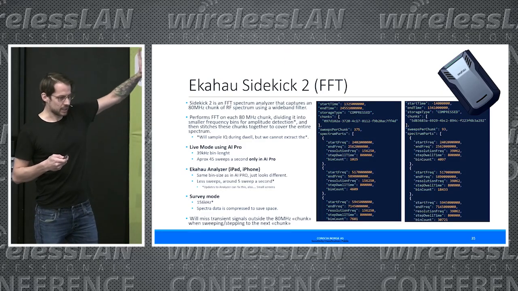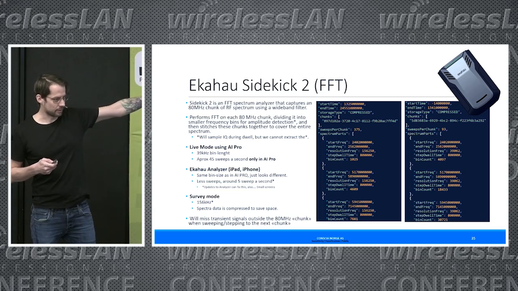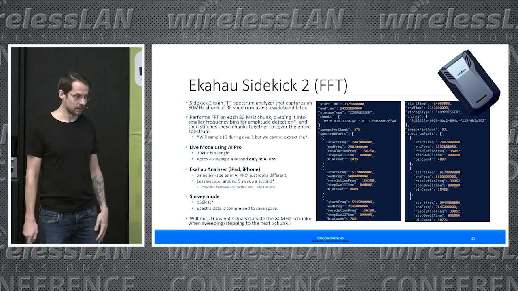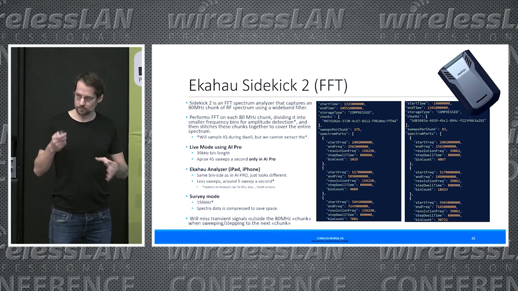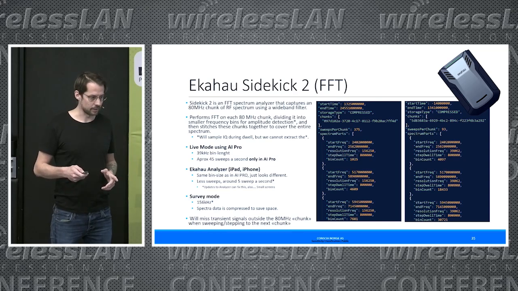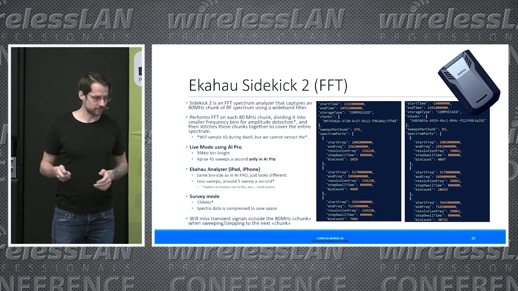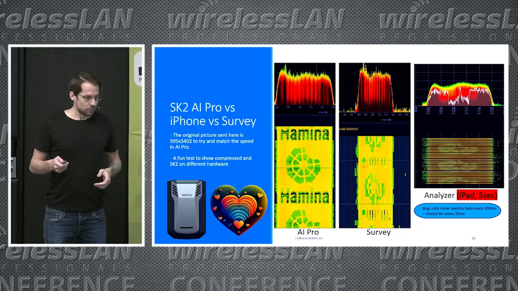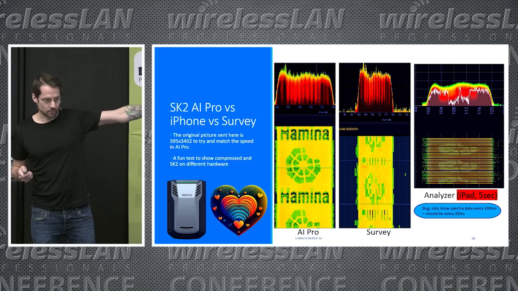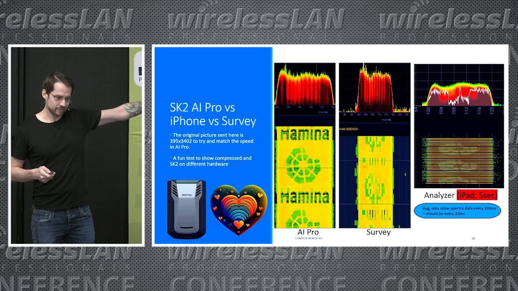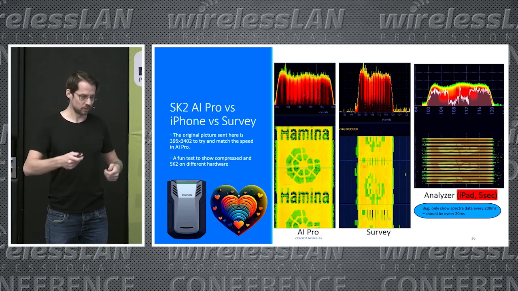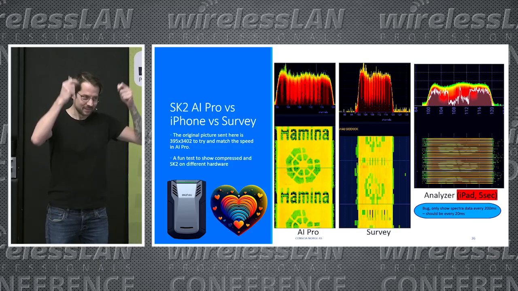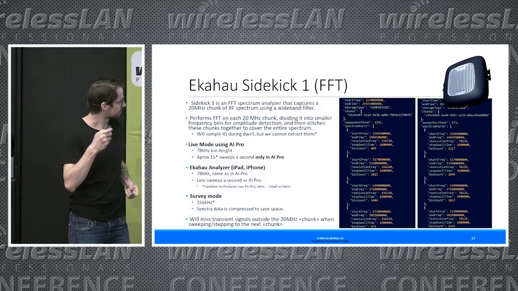There's some reference about Sidekick 2. That's the FFT spectrometer, 39 kilohertz bin length, 45 sweeps a second. Same bin size in AI Pro and Analyzer on the iPad, but there are some bugs that should be fixed that I found yesterday. So here are AI Pro, Survey, and iPad. The iPad should be fixed, but you see it missing every bin. But if you do this really quick on the screen, you see the graphics get really, really good.